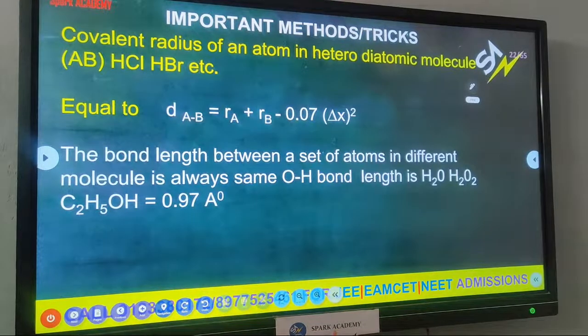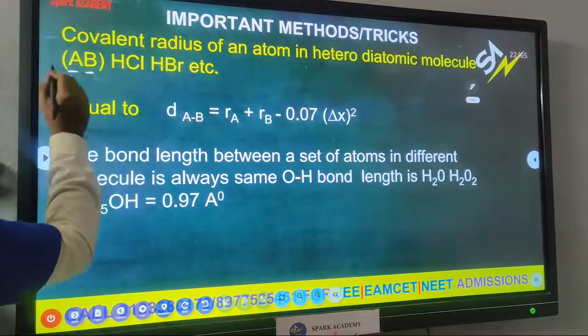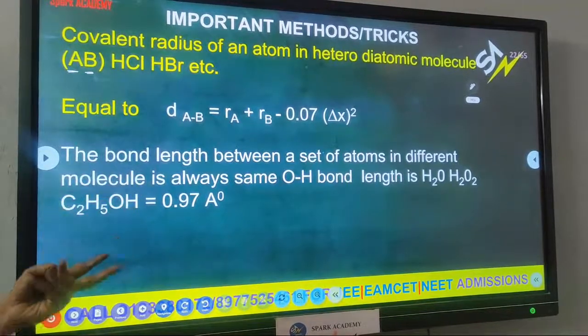See, covalent radius of an atom, heterodiatomic molecules. So here AB means one atom A, and one more is a different atom, not the same as before, like chlorine, bromine, iodine. Here HCl is an example of a heterodiatomic molecule. What about HBr? Also a heterodiatomic molecule.